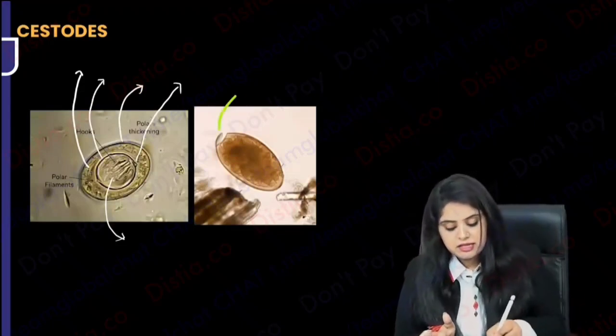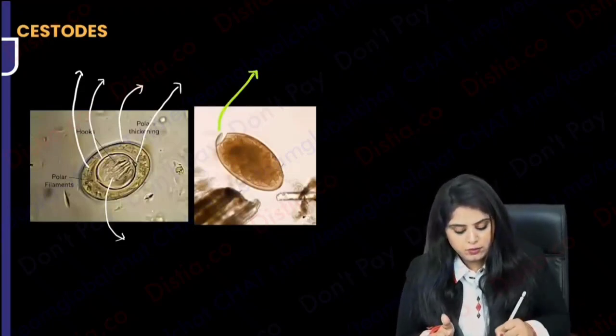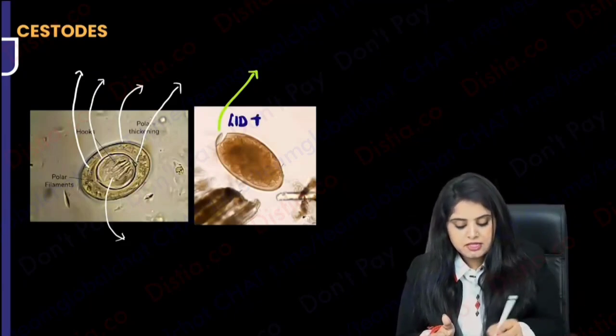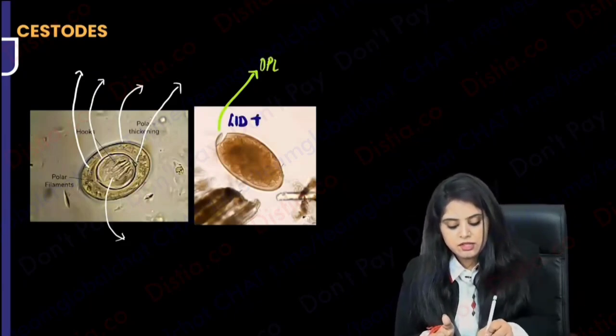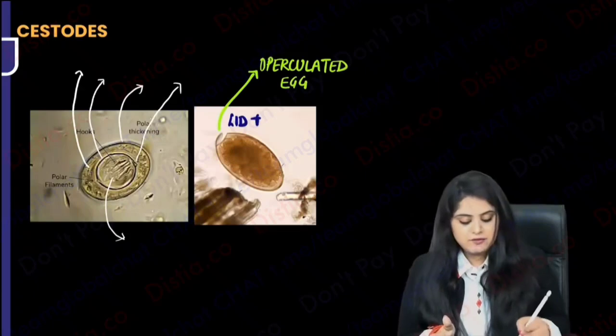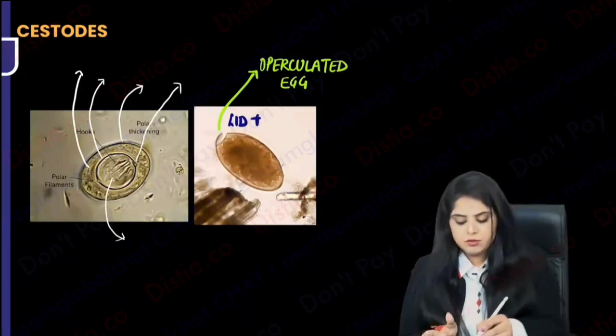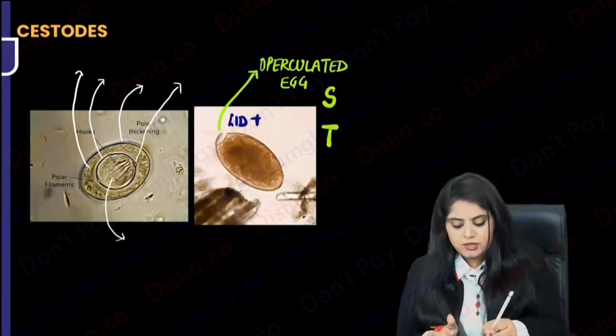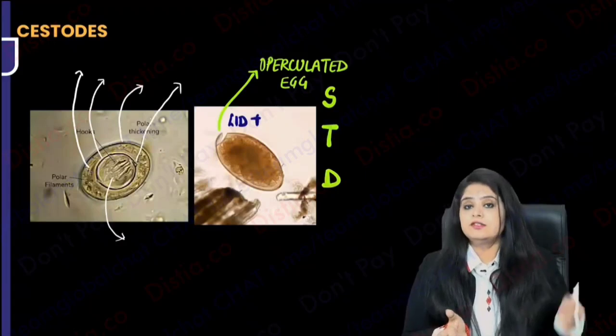So what is this egg? This is an egg which has a lid on top of it. Whenever you see an egg with a lid on top of it, that egg is known as an operculated egg. Okay, so that is known as an operculated egg, and you can see there is a lid on top. And where all do you see it? So I'll give you a mnemonic for all parasitology. I'll give you one mnemonic over here. Operculated eggs are seen in STDs. What are STDs?